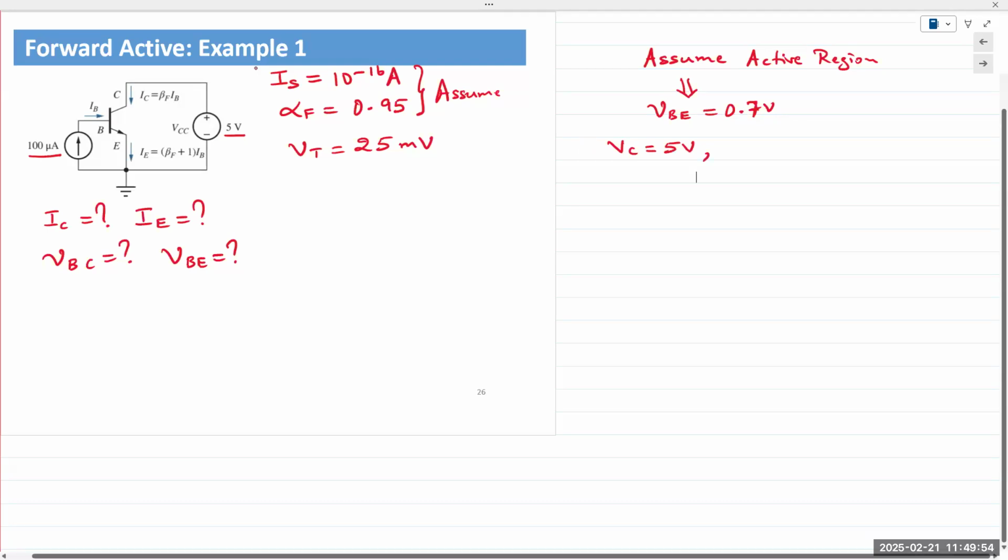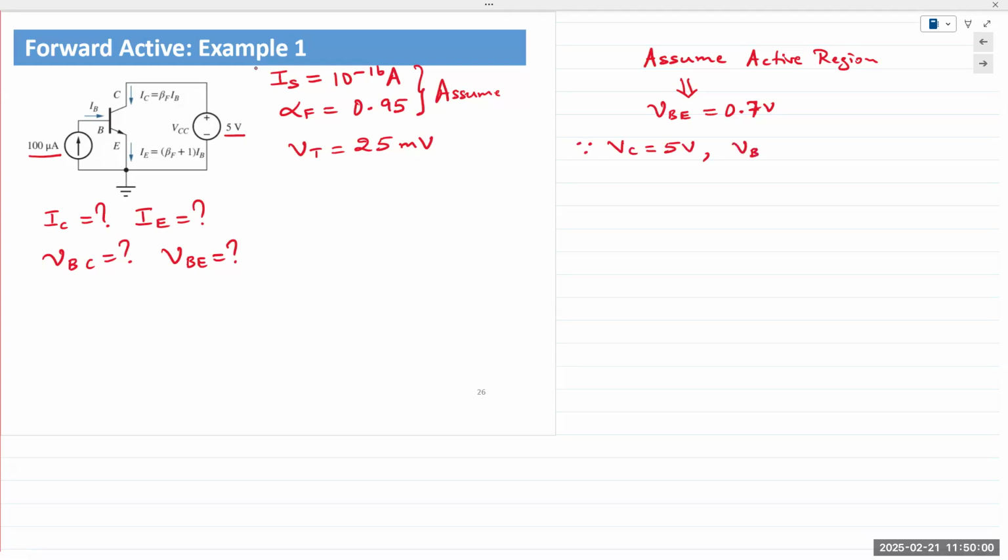Since VC is at 5 volts, I can derive VBC directly as VB minus VC, meaning in this case, VBC is minus 4.3 volts. That is solely based on our assumption, right? We are assuming VB is exactly 0.7. We don't know if it's 0.69. We don't know if it's 0.71. But we begin our analysis with an assumption of 0.7 volts. So we find VBC as minus 4.3.